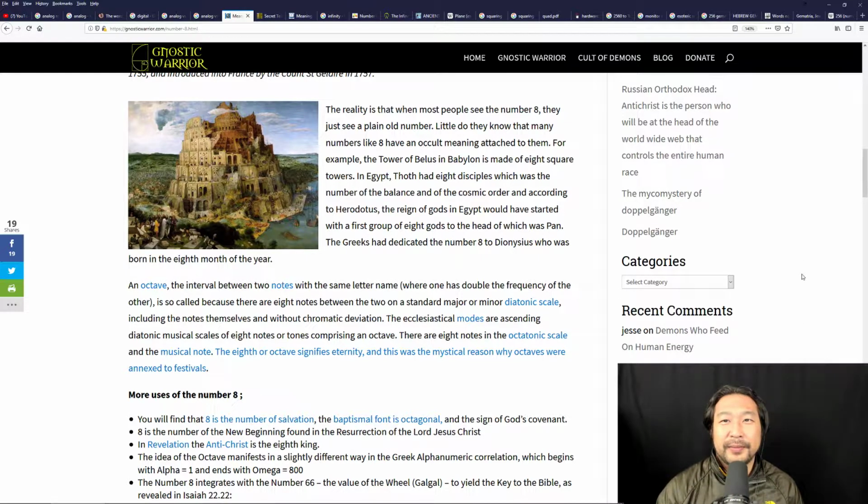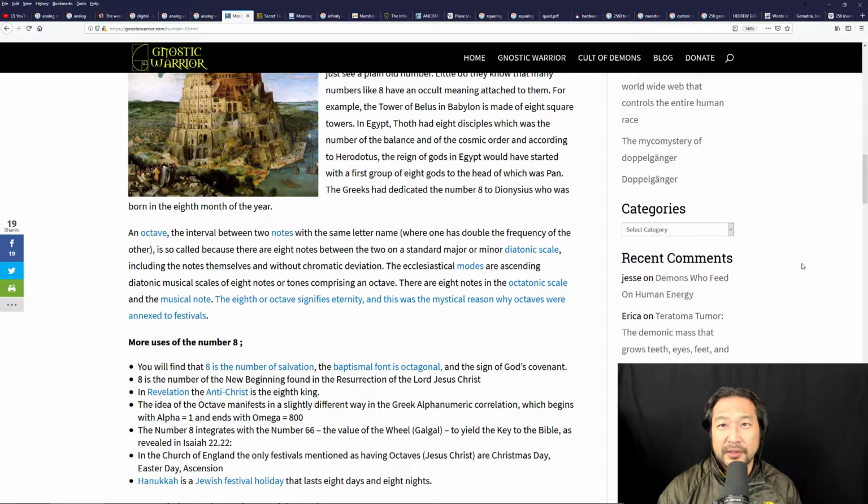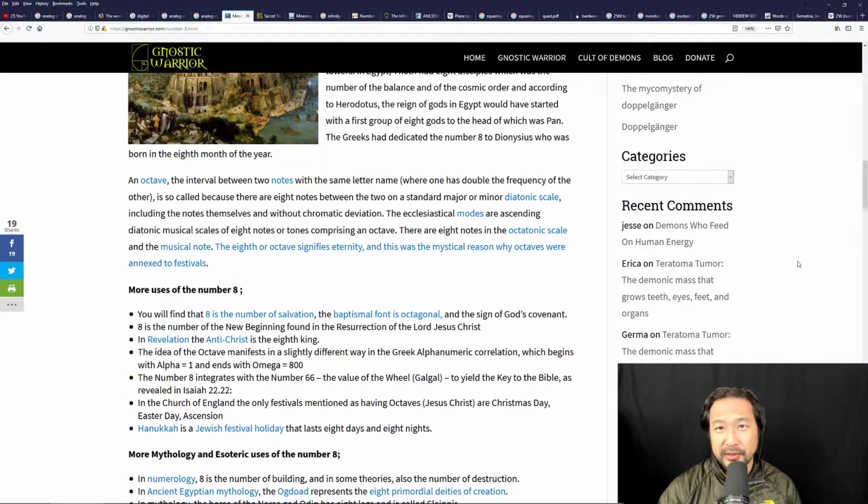All right, so little do they know that numbers like 8 have an occult meaning attached to them. For example, the Tower of Belus in Babylon is made of 8 square towers. In Egypt, Thoth had 8 disciples, which was the number of the balance and of the cosmic order. And according to Herodotus, the reign of gods in Egypt would have started with the first group of 8 gods, the head of which was Pan. The Greeks also had dedicated number 8 to Dionysus, who was born in the 8th month of the year.